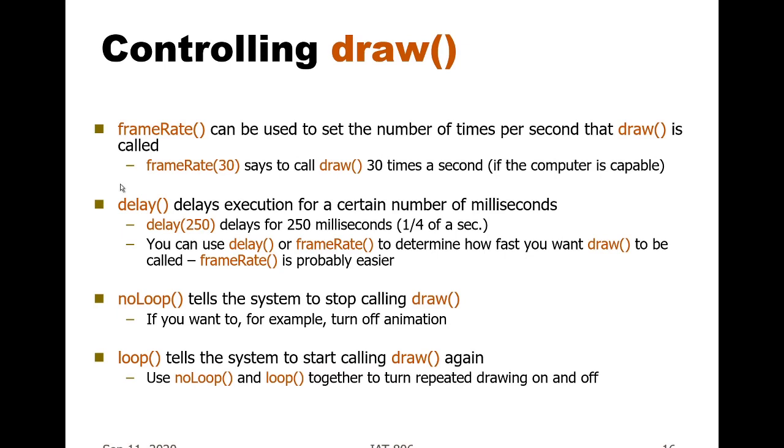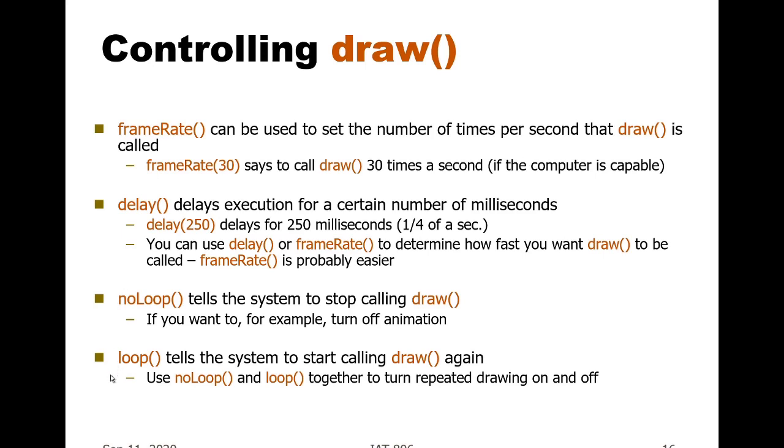However, if you wanted to, for some reason, delay the execution of calling draw, you can issue the delay calls. And if you want to do this, you would do this typically within the draw method. And so delay delays execution for a certain number of milliseconds. So delay 250 delays for 250 milliseconds, which is a quarter of a second. You can use delay or frame rate to determine how fast you want draw to be called, but probably the best thing to do is to figure out how often you want draw to be called automatically and then issue a frame rate call with that number.